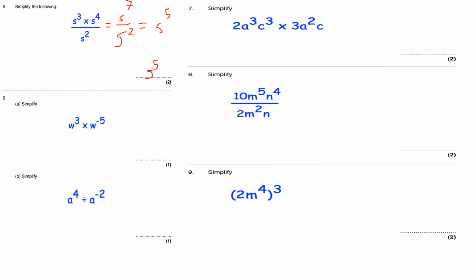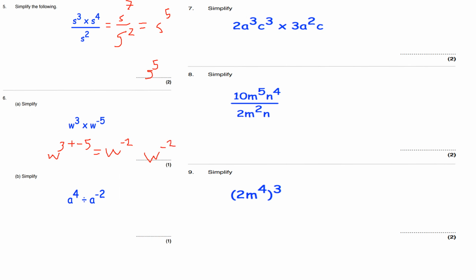Okay, this next one, we're multiplying, so we're going to add the powers. Being very careful here, I'm going to have w to the 3 plus minus 5. Now the plus minus goes to a minus. So 3 subtract 5 is going to be minus 2. So it's going to be w to the minus 2.